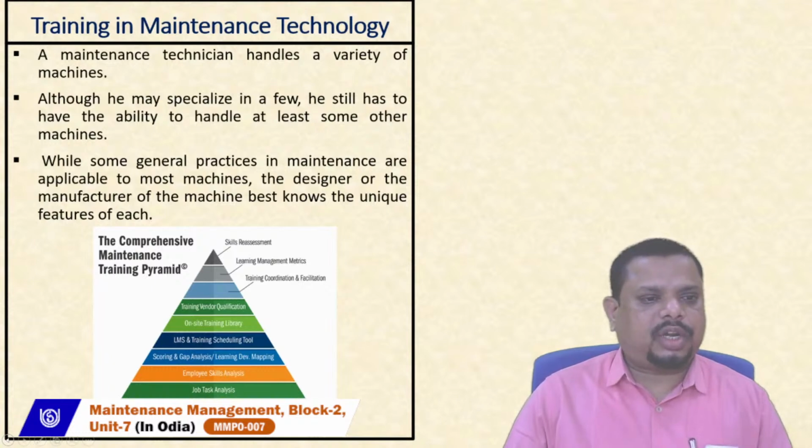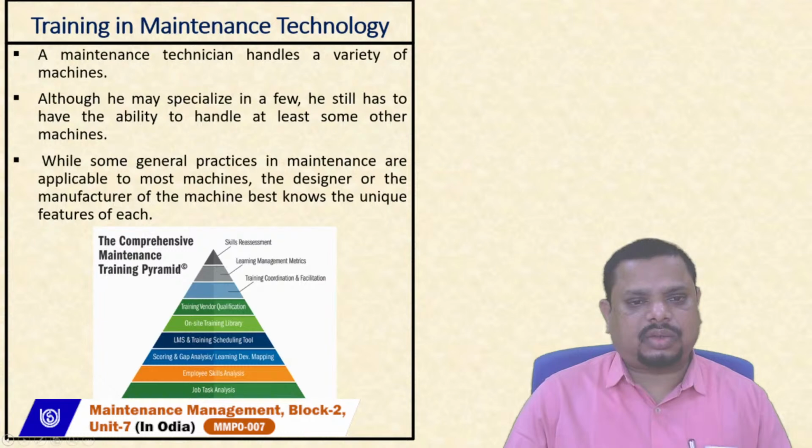If you go to point number one, the maintenance technician handles a variety of machines. Although he may specialize in a few areas, he still has to have the ability to handle at least some other machines. So a multi-skill domain is required for maintenance technologies. That is where training is the most important parameter to upgrade the different skills of workers, so that a single skill is converted into multi-skills.